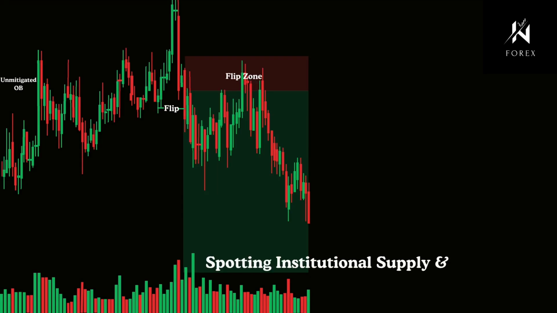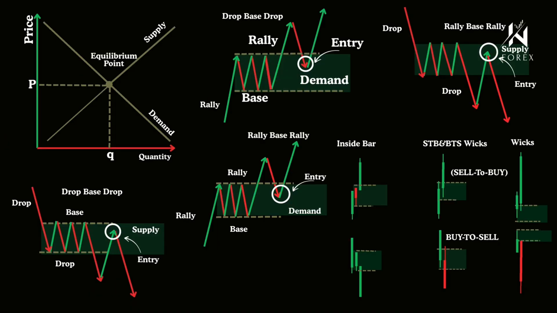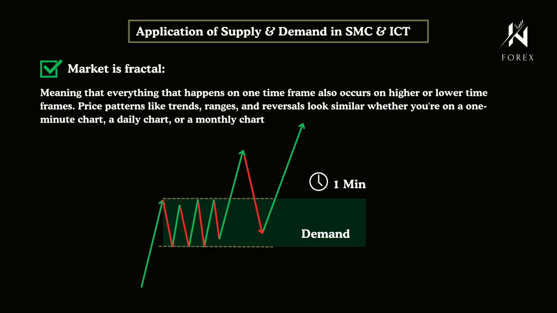Spotting institutional supply and demand zones. The secret to becoming a consistently profitable trader. The majority of what you believe you understand about supply and demand just scratches the surface.